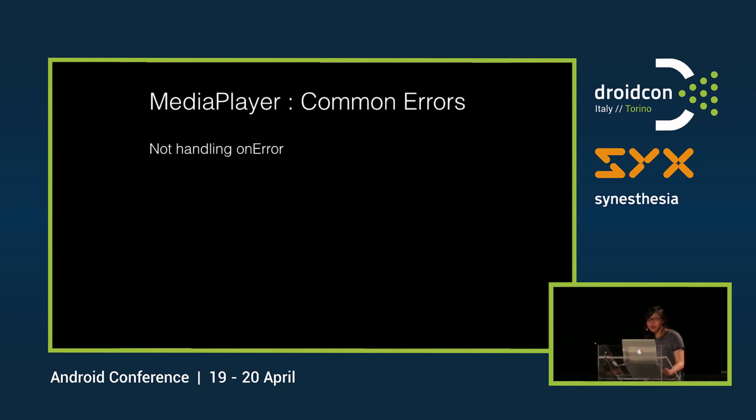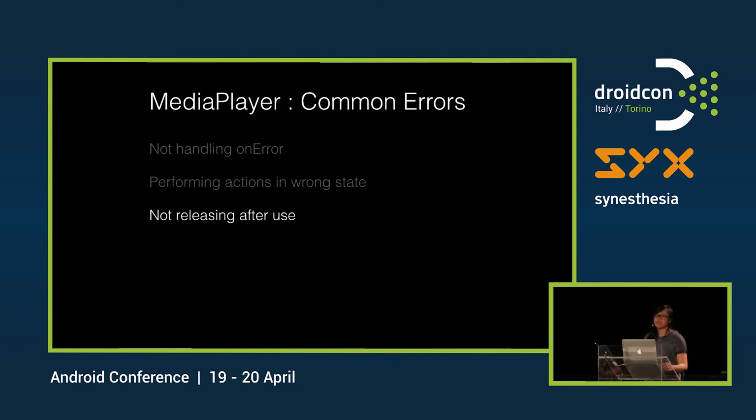So some common errors that are seen when dealing with media players: of course, not handling what happens when you get an error, perhaps not actually performing the right actions in the right state. You could be trying to play a media file when it's only in an idle state, and that will cause an error. And the other thing that's really important is not releasing the actual media player object after you use it, because, as we talked about a little before, it could cause memory usage, battery consumption, or cause other apps to not be able to play media files.